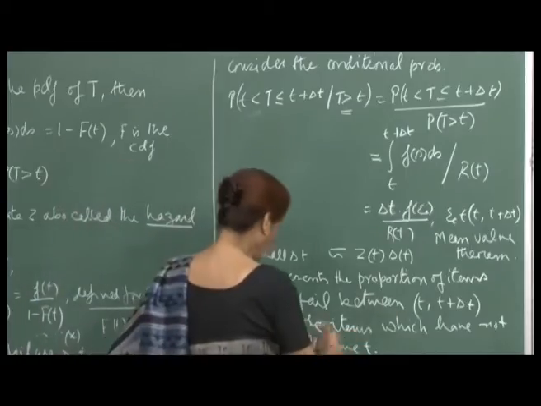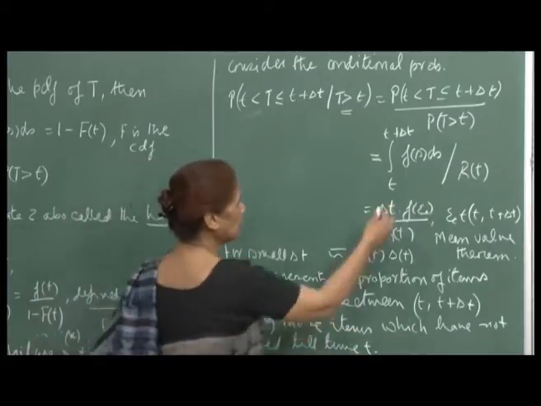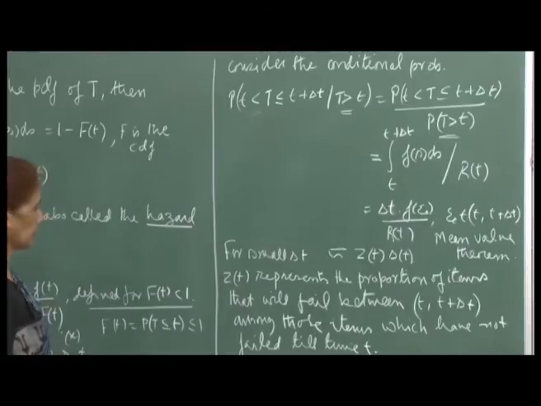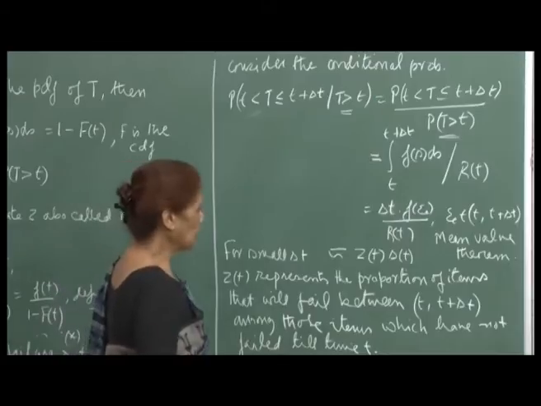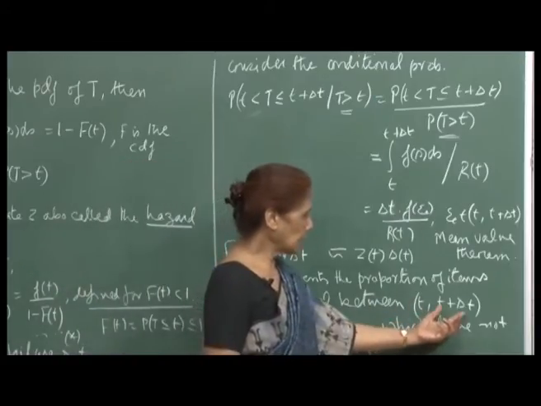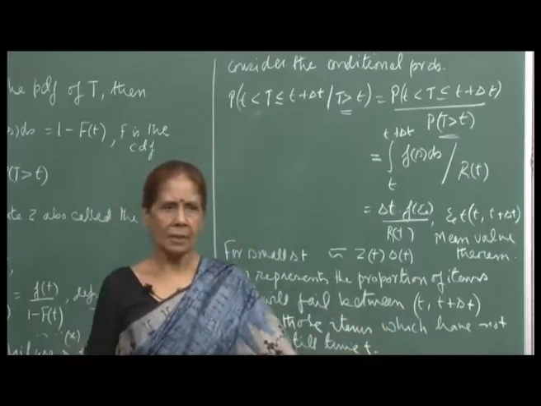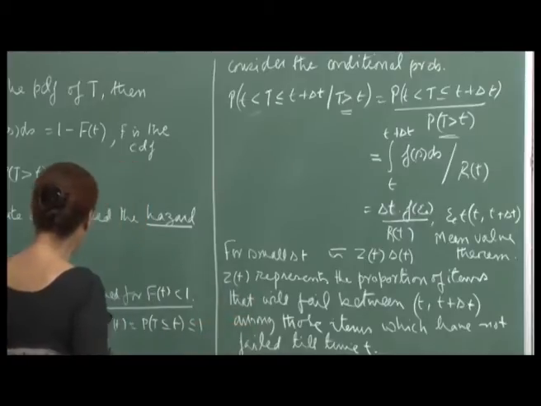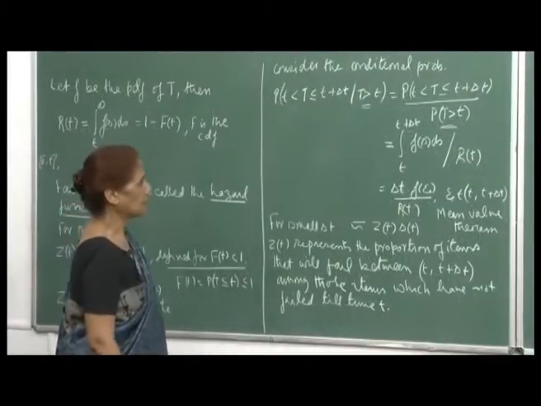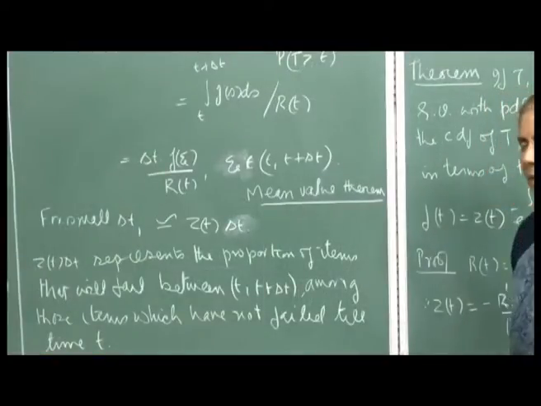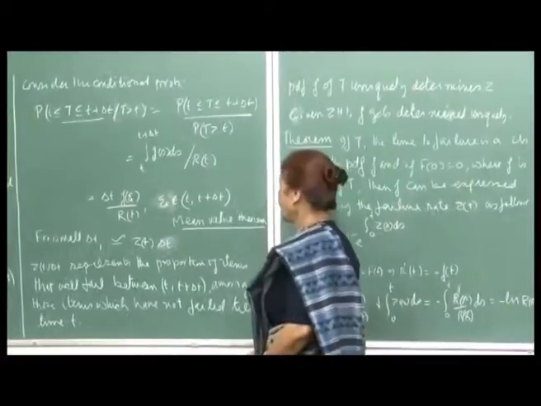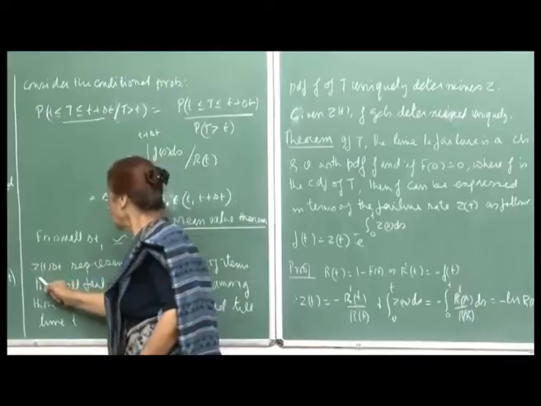So, this is the proportion of items, and that is why we call it the failure rate. Among those items which have not failed till time t, remember, because we are computing the probability that T is greater than t, all items which have not failed till time t, the proportion of those which fail in the interval t to t plus delta t is represented by Z(t). So, this is an interpretation of what I defined here, Z(t) as f(t)/(1 - F(t)). This was the conditional probability given that lifetime is more than t, and therefore Z(t) is the rate of failure.